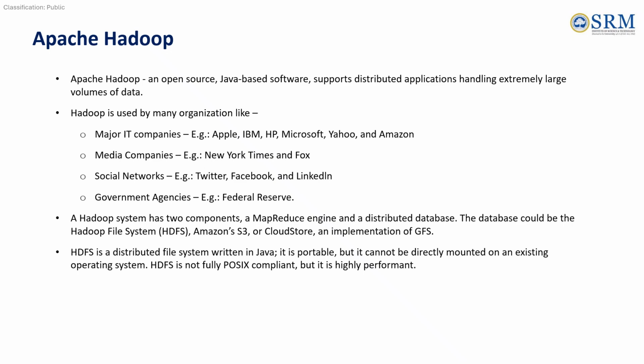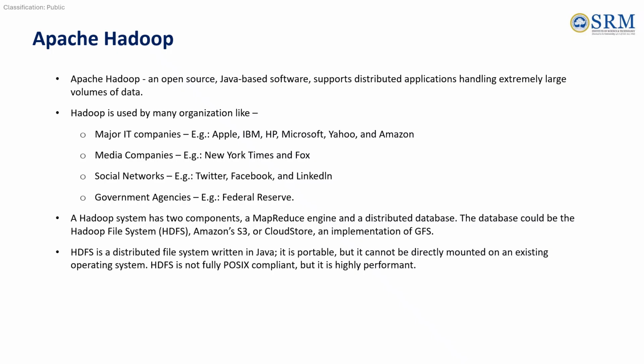A Hadoop system mainly consists of two important parts, the processing engine and the distributed storage system. The processing engine is based on the MapReduce programming model, which divides large computations into smaller parallel tasks for efficient processing. The storage component can use systems such as the Hadoop Distributed File System or HDFS as well as other cloud storage systems like Amazon S3 or CloudStore.